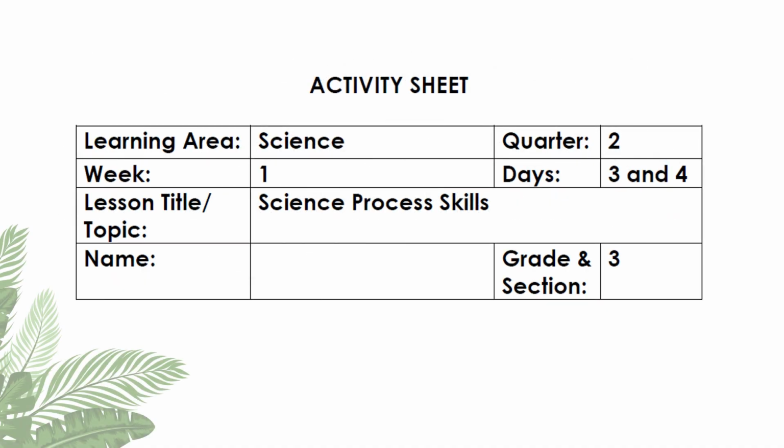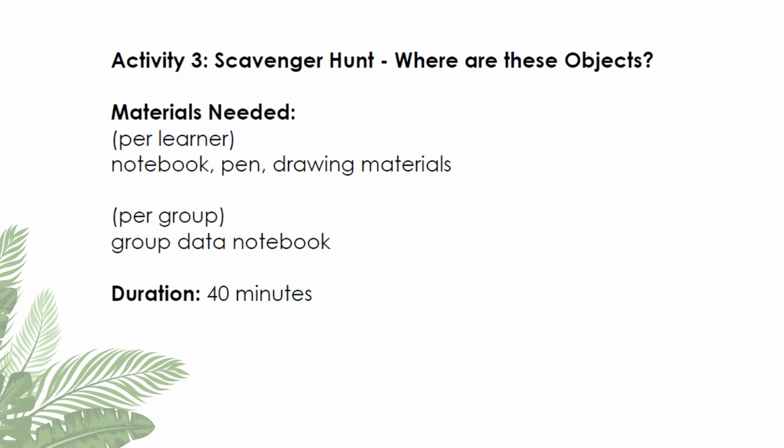Now let's proceed to the activity. This is your activity sheet, week 1, day 3 and 4. Scavenger hunt. Where are these objects? Materials needed: notebook, pen, drawing materials, group data notebook. You will be given 40 minutes to do the activity.